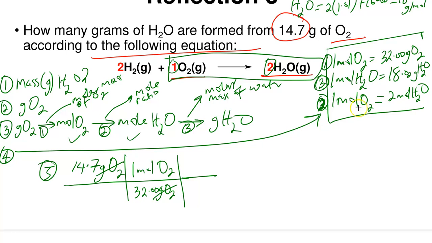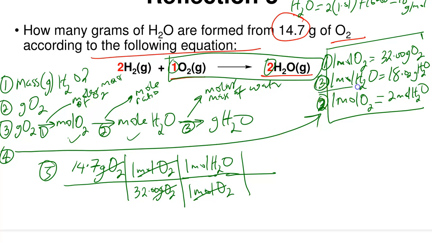So in the second part, we're using the mole ratio. The mole ratio will be, not 2 moles, that's 1 mole. Or let's just start it like this. It's going to be 2 moles of water on top, because we want water to be there. We're eliminating oxygen: 1 mole of oxygen down. Look at it, this eliminates this. And then we have mole of water. Then we're going from mole of water to mass of water.